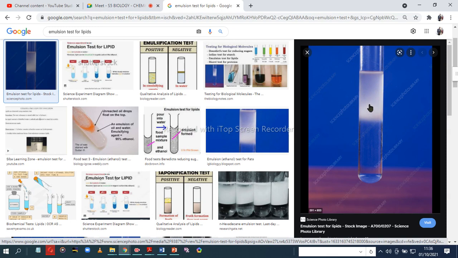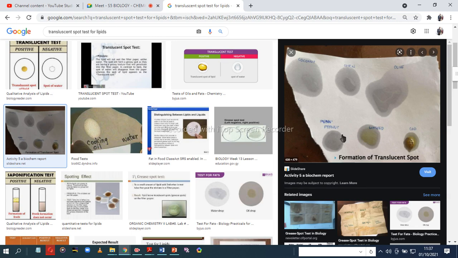Now the lipid settles up. But if you don't see this, maybe the turbid solution remains turbid, or the colorless solution remains colorless, but obviously a lipid solution cannot be colorless, then it means your solution does not contain any lipids. So this is what I was talking about. Then let's talk about the translucent spot test.